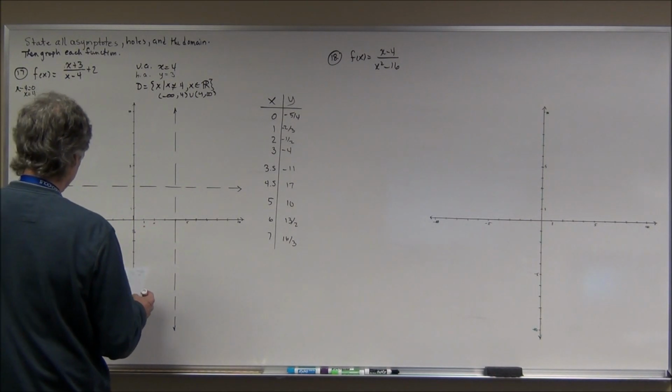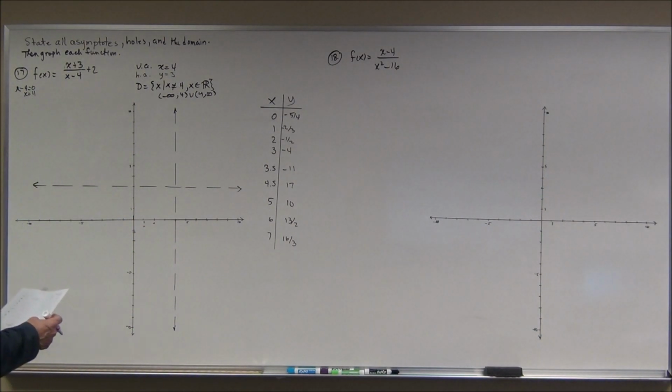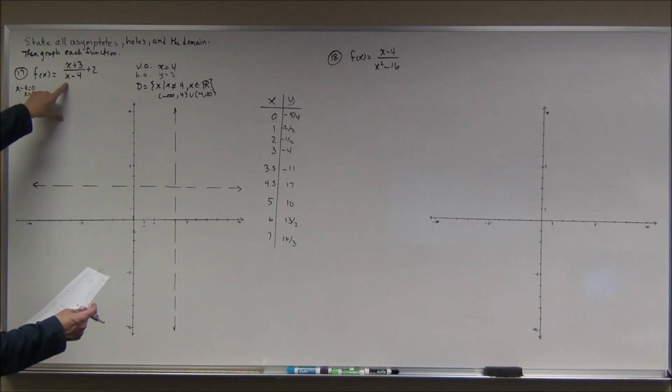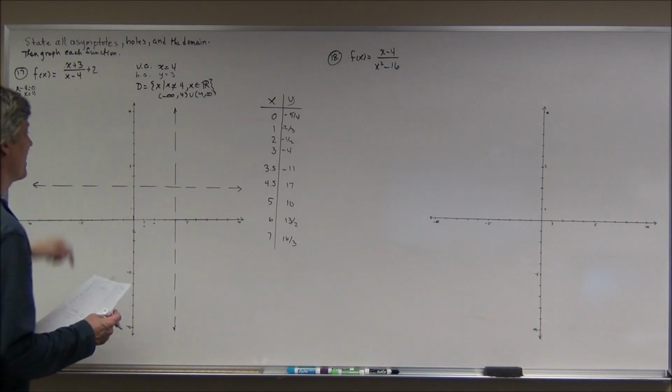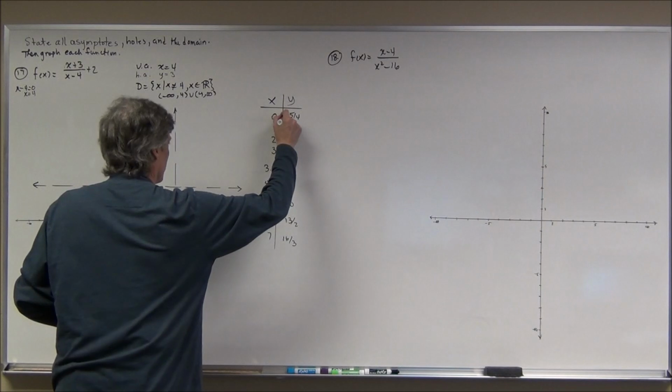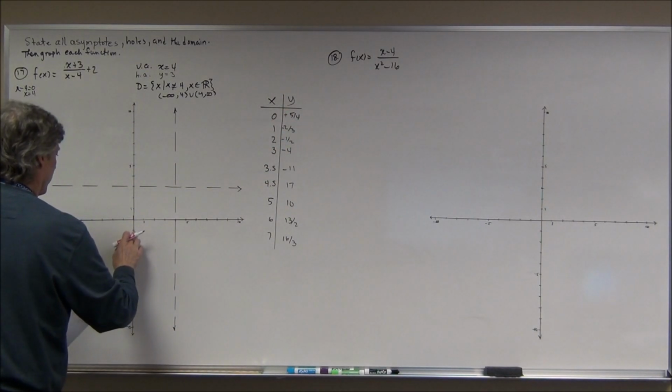Well, did I write down the right one? I may have to do this video all over again if I screwed these numbers up. Oh, I hate when I screw up. Alright, so if I plug in 0, I get negative 3/4 plus 2, which is positive 5/4. Good Lord, no wonder I couldn't get these to work out.